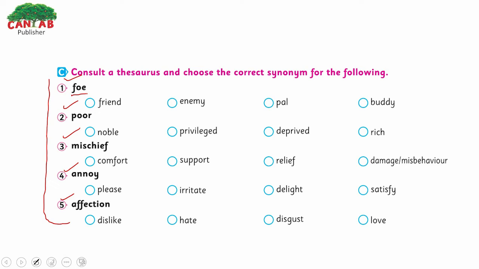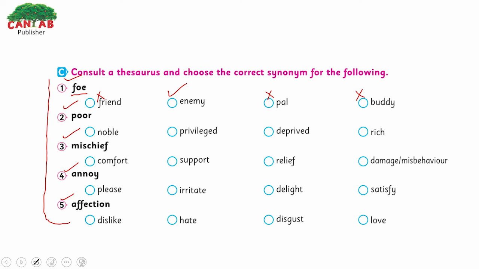Like, what is foe? Foe means a villain or a person who is against you. So what will be the same meaning of this word? A friend? No. A pal? No. A pal means a friend. A buddy? No. All these three words have the same meaning. But here, the enemy, yes. Enemy will be the villain, a person who is against you. So, foe and enemy are the synonyms of each other.